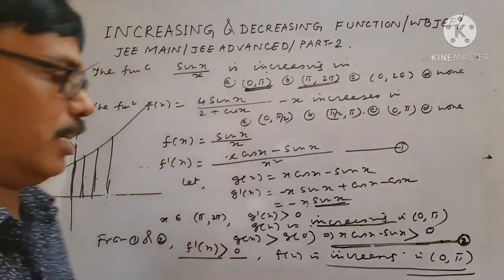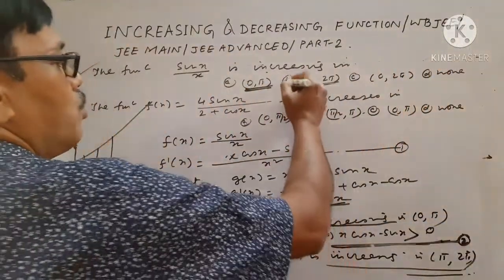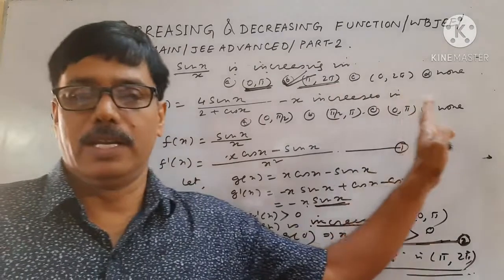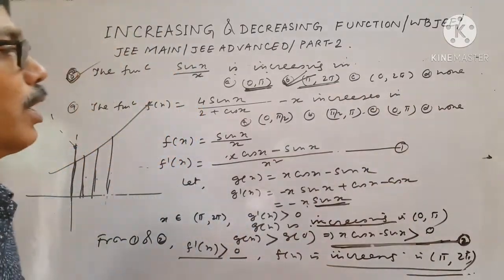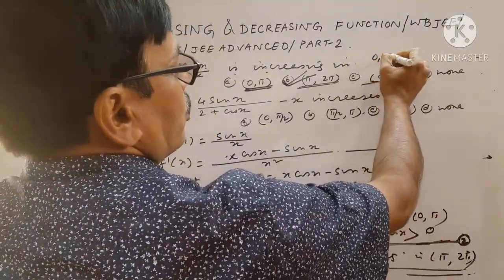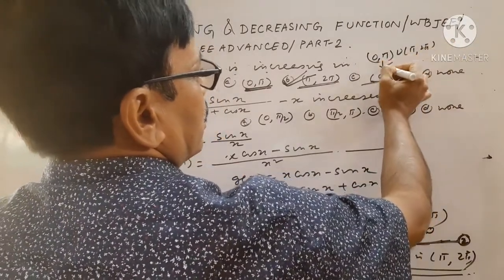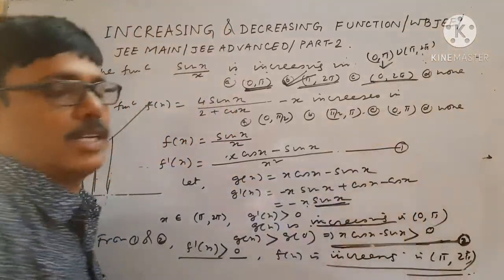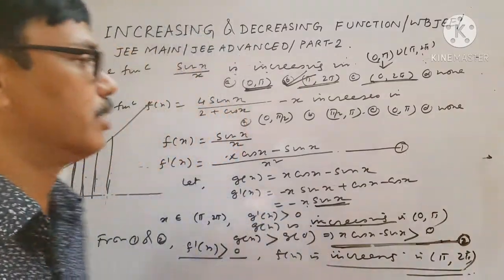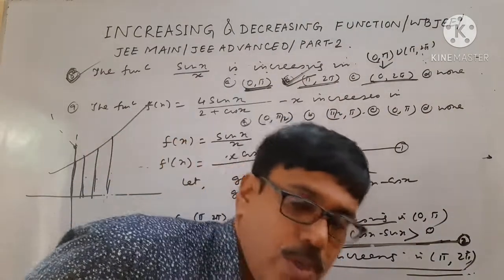f(x) is increasing in pi to 2 pi. So if it is increasing in pi to 2 pi, then pi to 2 pi is our correct option. So 0 to 2 pi can be written as 0 to pi union pi to 2 pi. In one interval it is decreasing, in the other interval it is increasing. So over the whole interval it is neither increasing nor decreasing. So B is our correct option.